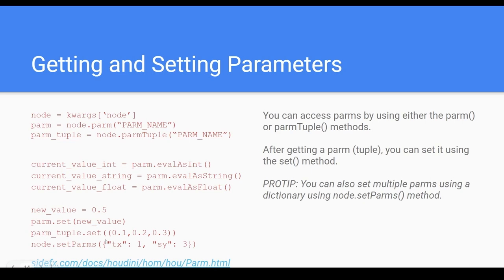If you want to set a tuple on, for example, a parmTuple, you also simply call set and then feed it the tuple of the correct length that fits with the parameter that you've gotten. Now, a little pro tip: if you want to set multiple parameters at once and you know all of the values and you have a dictionary of those parameters and their values, you can use node.setParms and then pass in the dictionary like so.